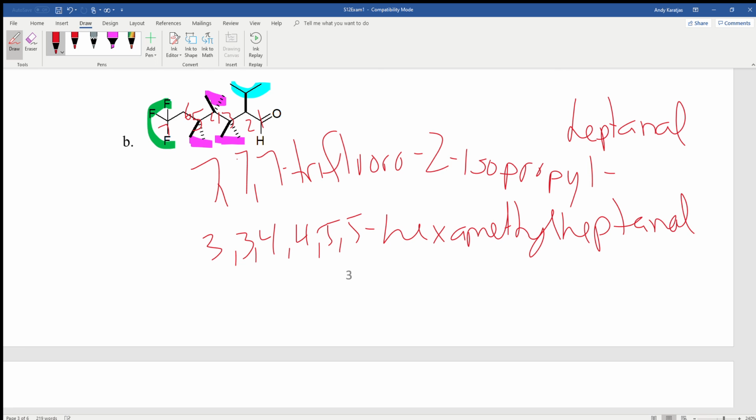But we're not quite done yet, because that second carbon, the one with the isopropyl group, is a chiral center. We have first priority for the carbonyl, second priority here because this is a carbon bonded to 3 carbons, and third priority up here. Goes clockwise, so we have R. We don't need a number in front of the R here because it's the only chiral center in the molecule.